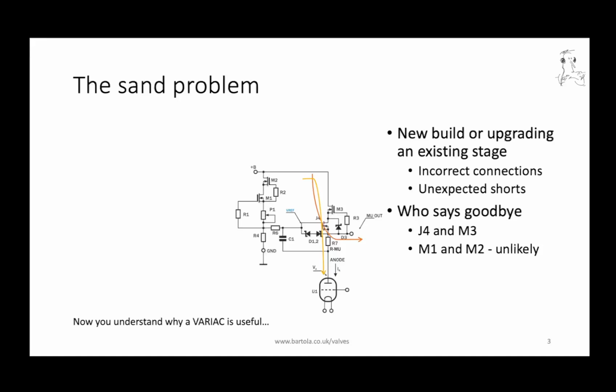Who do you say goodbye to? Generally, it's obviously the passing output MOSFETs, J4 and M3. Quite unlikely, the CCS reference voltage will also go away. Not that common, but it can happen. So that makes the whole board useless, I would say. And in that case, it even makes more sense to throw it away and start with a blank board, which is something we don't want to do.